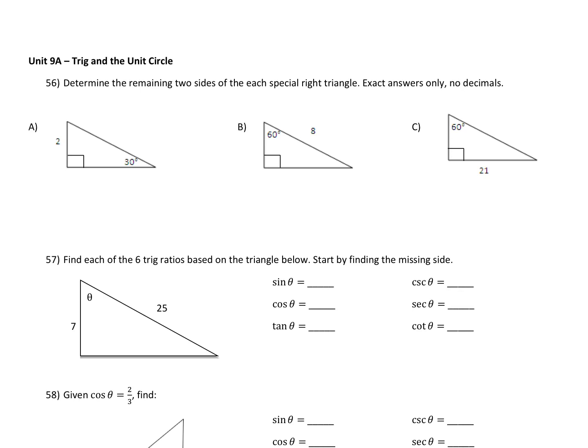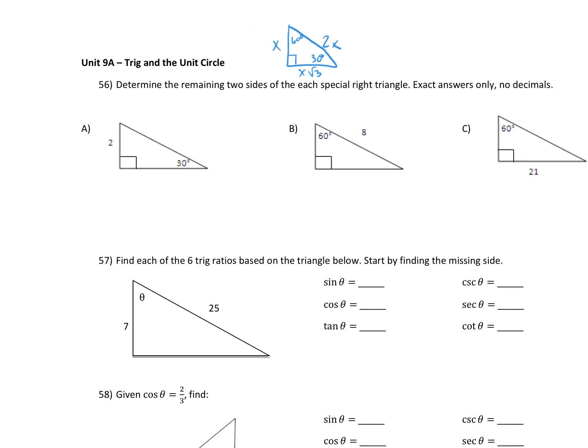In this video, we are going to go over the 9A section of the final review packet. So in this first part, we are filling in the information for 30, 60, 90 triangles. And so those have a ratio of x, x root 3, and 2 times x.